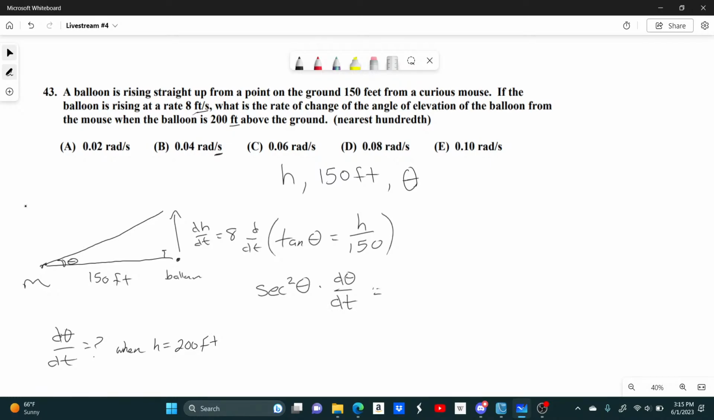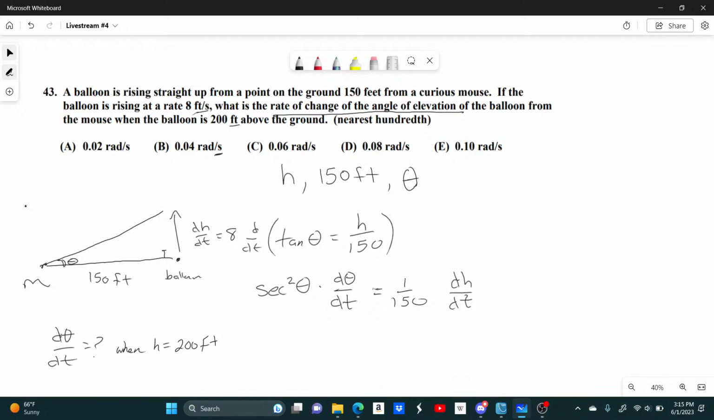And then same thing on the right-hand side. The derivative of h over 150 should just be 1 over 150. But then remember, this is h, and I'm taking the derivative with respect to time, so I have to multiply by this dh dt over on the right-hand side. So do we have everything we need? Well, we're looking for d theta dt, right? What's the rate of change of the angle of elevation? We're looking for this.